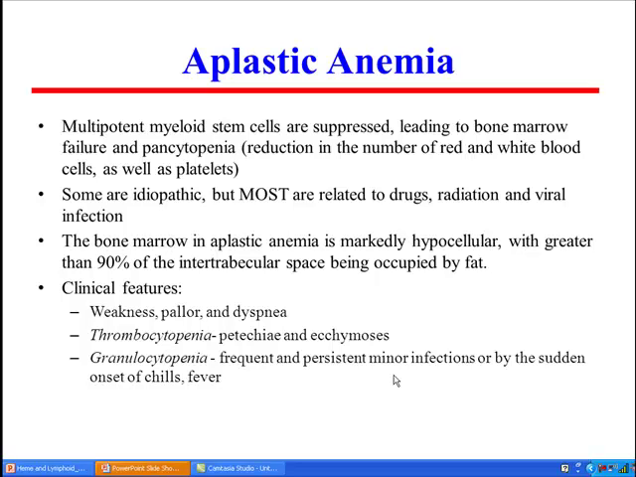Okay, so if you were to take a look at the bone marrow in patients with aplastic anemia, you'll see that it is extremely hypocellular. There are not a lot of cells there. Greater than 90% of the space will be filled by fat. And I'll show you a picture of that.